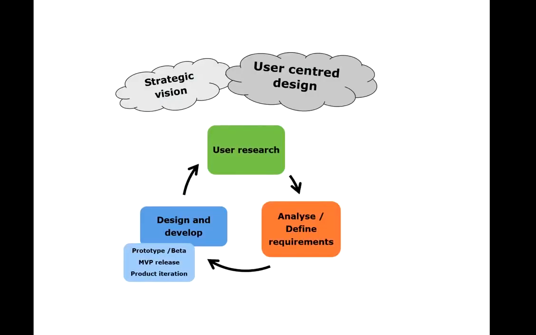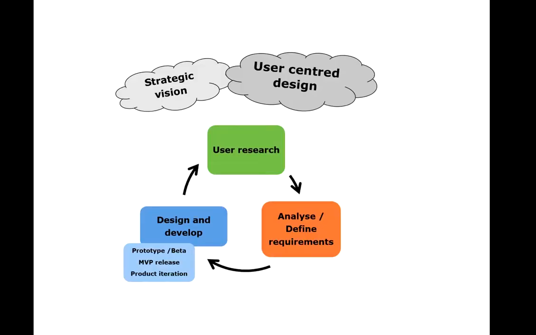And how are we going to deliver that? Well, now that we have it in place, essentially we've got the strategic vision of the university, which informs the strategic vision of the library, which informs us. And we call it user-centered design. Essentially, we've got user research, analyze requirements, design and develop, and that's just a virtuous circle.